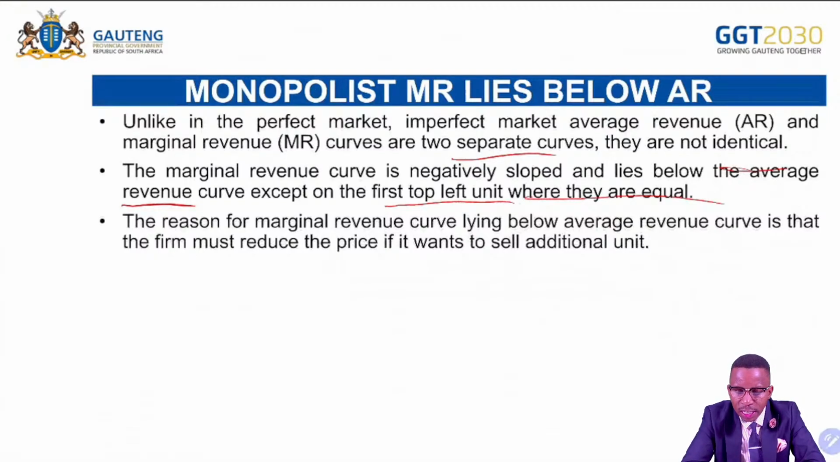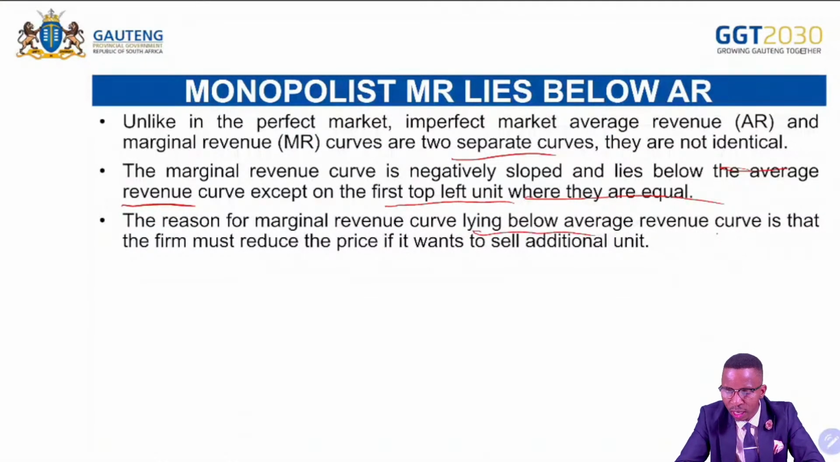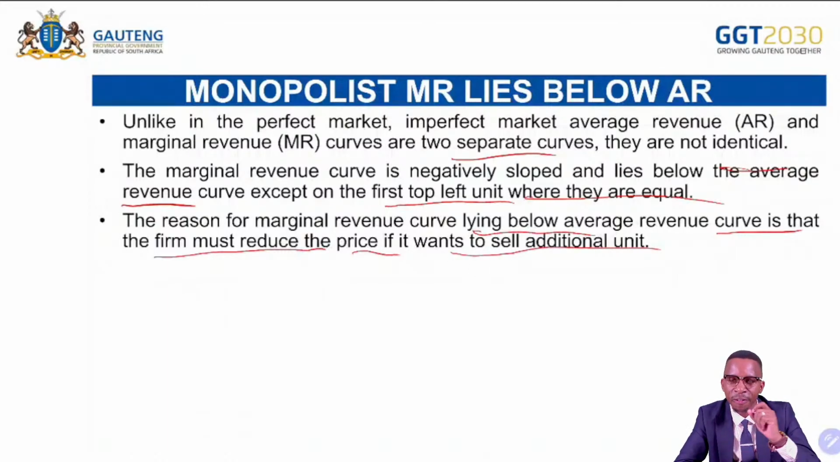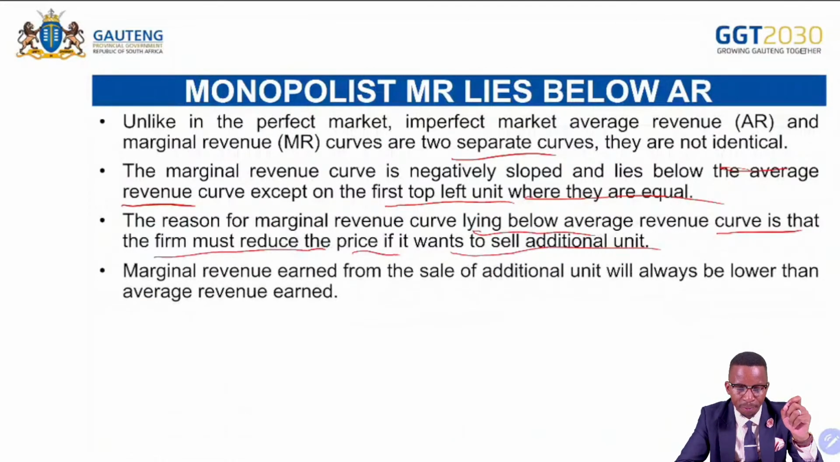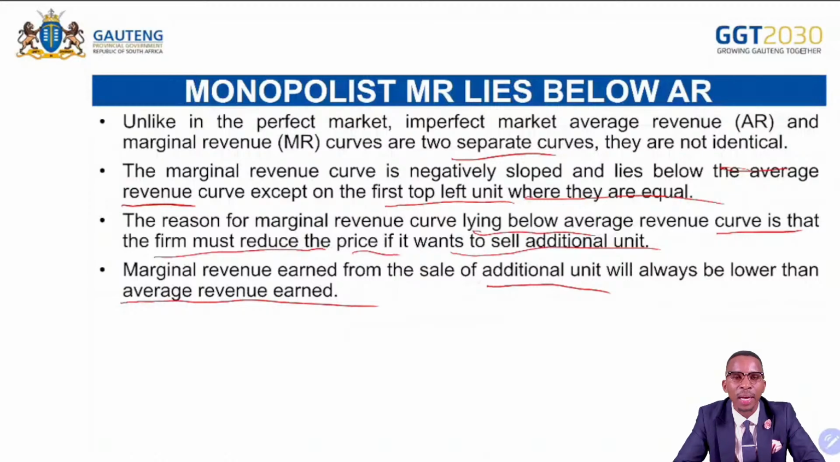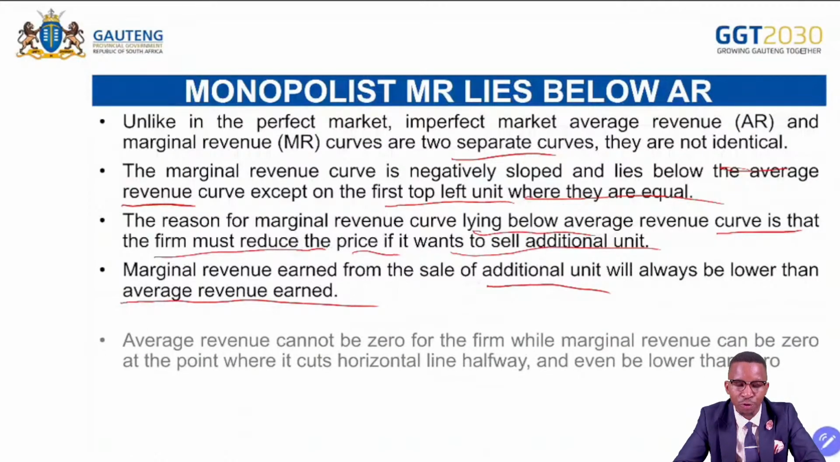The reason for the marginal revenue curve lying below the average revenue curve is that the firm must reduce the price if it wants to sell any extra additional unit. For the firm to sell any extra additional unit, the price must be lowered. So as the price is lowered, marginal revenue will be decreasing. Marginal revenue earned from the sale of an additional unit will always be lower than average revenue earned. That makes these separate curves.